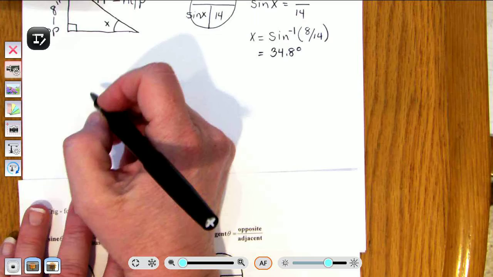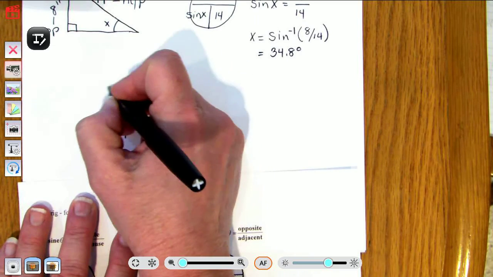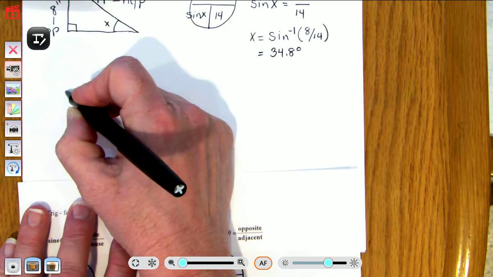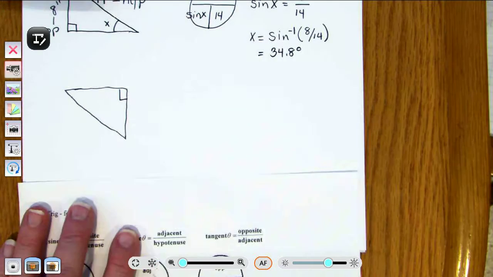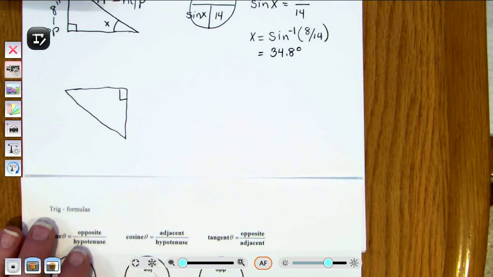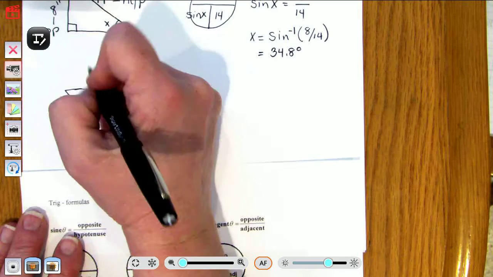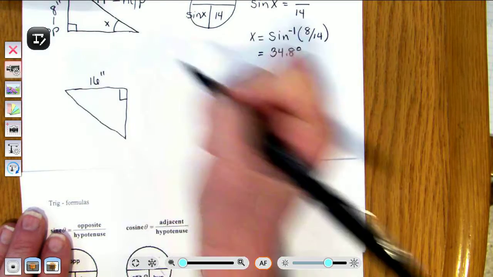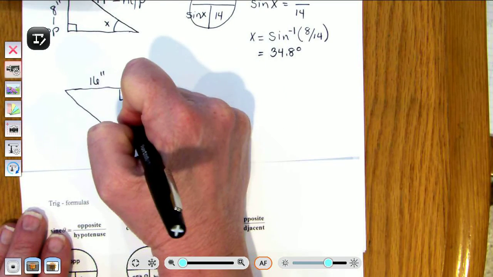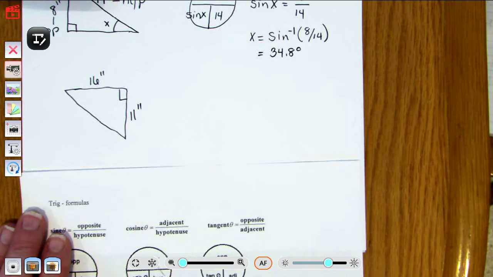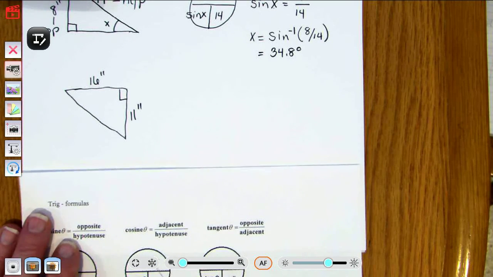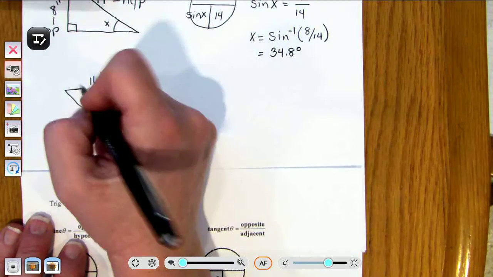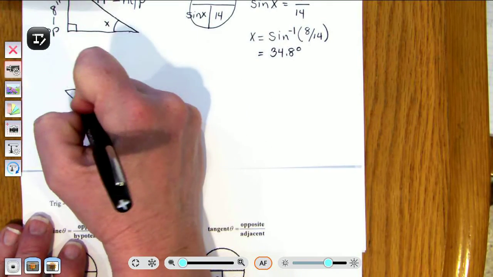Let's draw a different triangle. I don't think I've drawn one this way. So there's my right angle. Let's say I know that this is 16 inches and this is 11 inches. And let's say I want to find, let's do this angle up here.